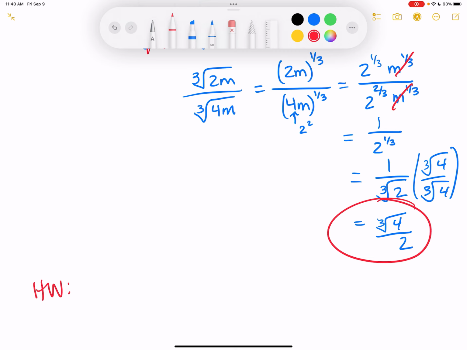So wait, what's the final answer? It wouldn't be 2. It would be 4.